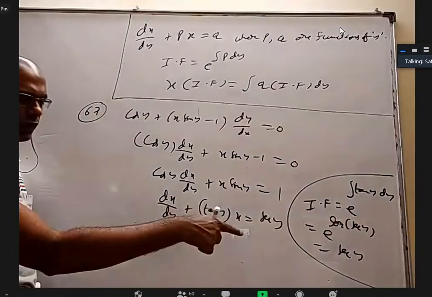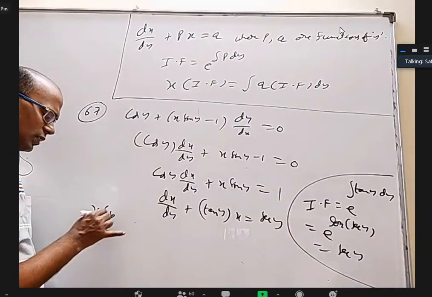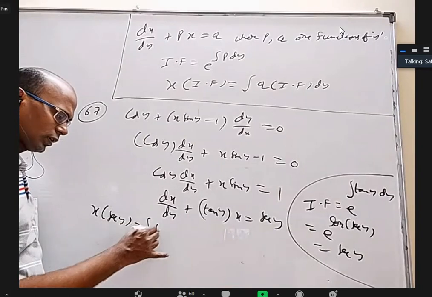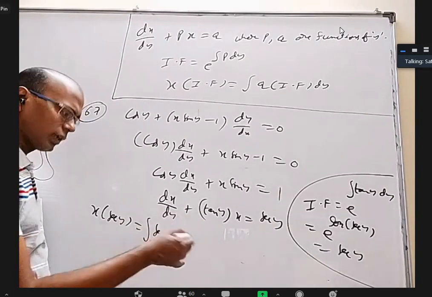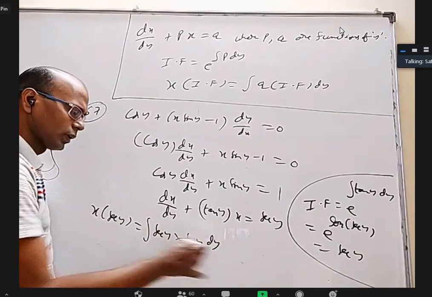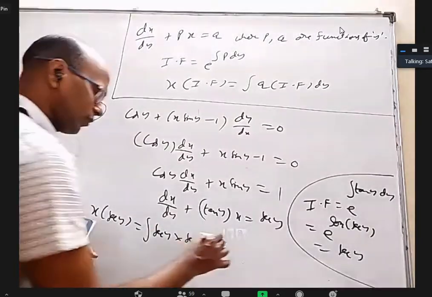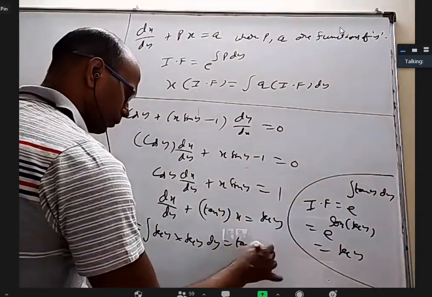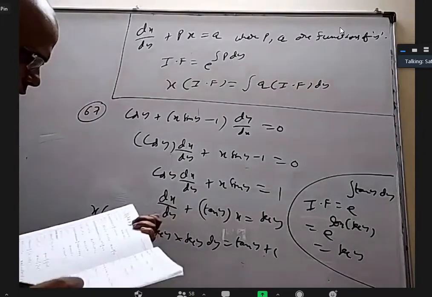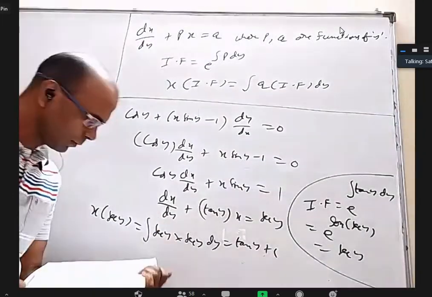Once we got the integration factor secant y, our answer is x into secant y is equal to integral secant y into secant y, because the integration factor is also secant y, and secant square y is directly tan. So x secant y is equal to tan y plus c.